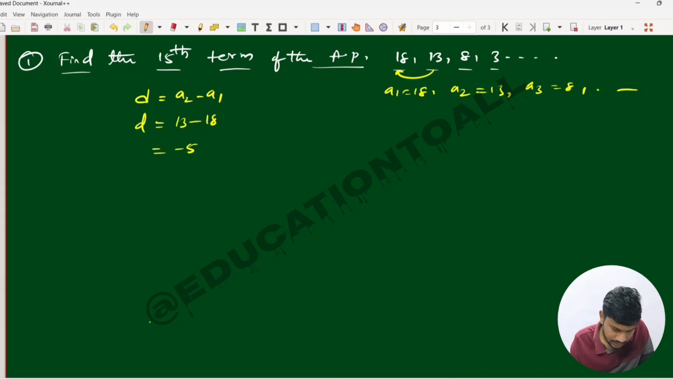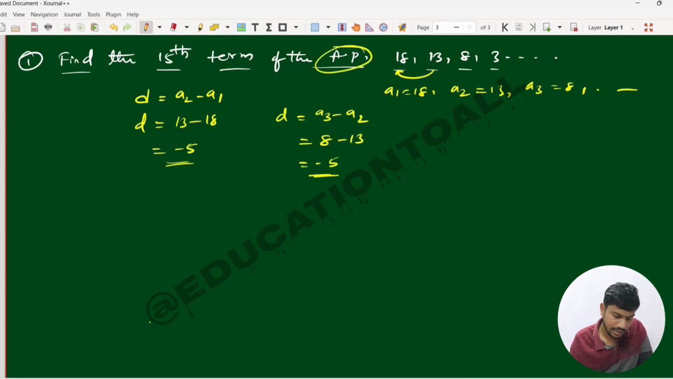And similarly check the second condition. Then I will check a3 minus a2. So a3 is equal to 8 minus 13, which is also minus 5. So definitely it forms an AP. That is very sure. Then how to find the 15th term of an AP?